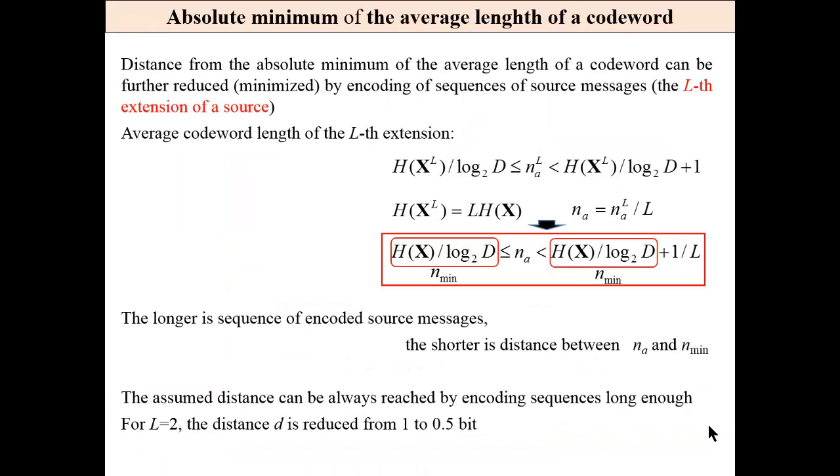As I've said before, distance from the absolute minimum of the average length of a code word can be further reduced by encoding of sequences of source messages, simply encoding the L-th extension of the source. This is the formula, which means that, for example, for L equal 2, for the second extension of the source, the distance from the absolute minimum can be reduced to 0.5 bit.